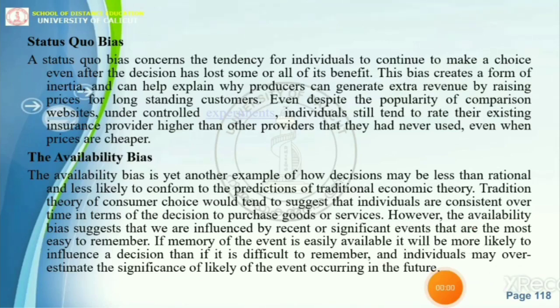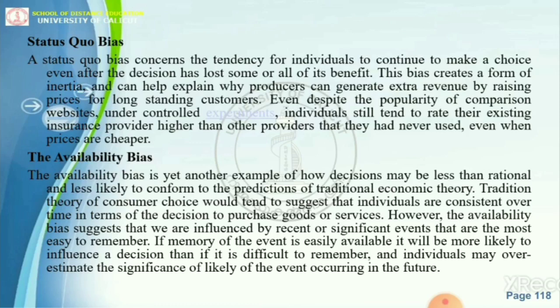So, this bias creates a form of inertia and can help explain why producers can generate extra revenue by raising prices for long-standing customers, even despite the popularity of comparison websites. That is seen in controlled experiments: individuals still tend to rate their existing insurance provider higher than other providers they had never used, even when prices are cheaper.